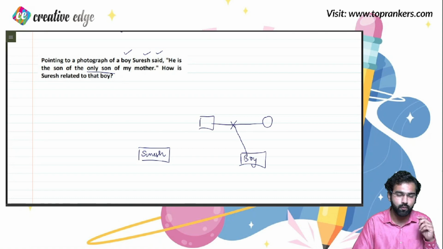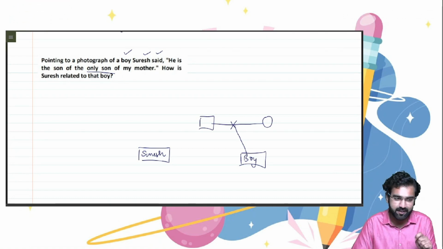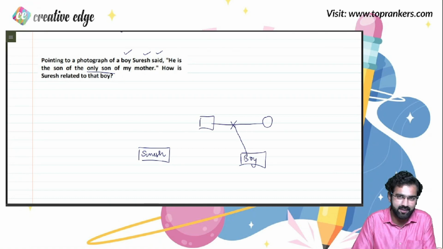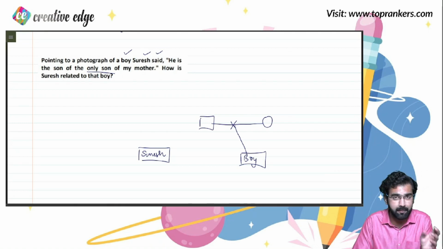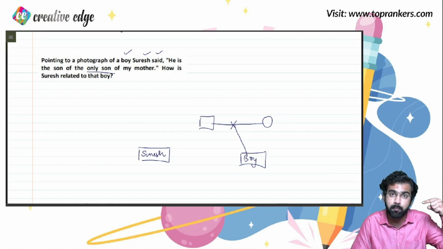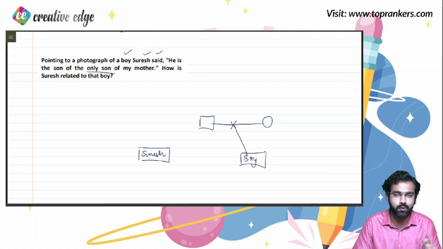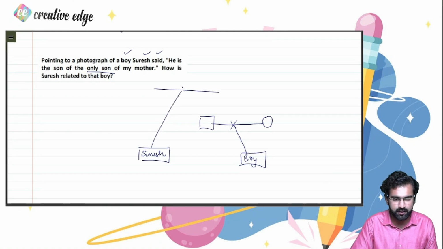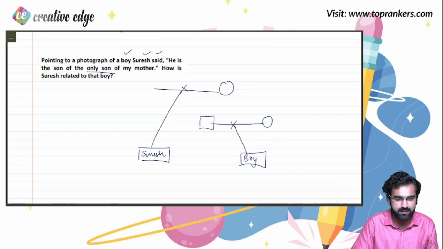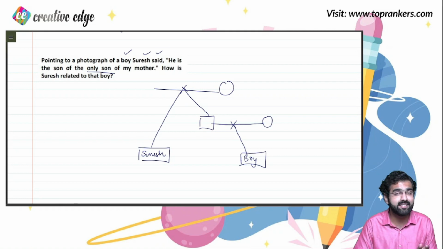I repeat, what is he saying? Suresh is saying, he is the son of the only son. So this is also who? Basically somebody's son, but from the boy's perspective, this is the father of the boy. Now, only son of my mother. So Suresh has a mother and please listen carefully, Suresh's mother's son is this guy. And this is the only son.